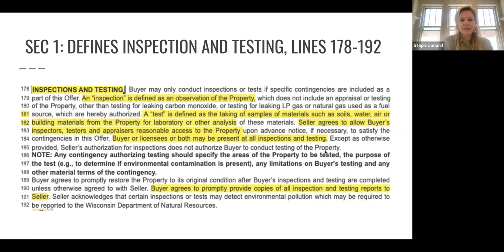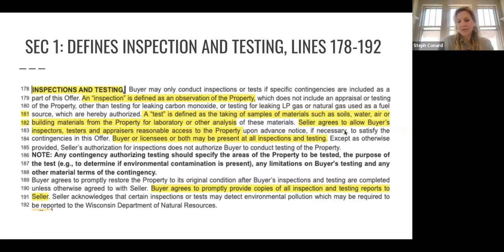Note 186, any contingency authorizing testing should specify the areas of the property to be tested, the purpose of the test, any limitations on buyers testing, and any other material terms of the contingency. Again, that's all spelled out in the addendum A, which will have further trainings on that. Line 189, buyer agrees to promptly restore the property to its original condition after buyer's inspections and testing are completed unless otherwise agreed to with the seller. Buyer agrees to promptly provide copies of all inspection and testing reports to the seller.